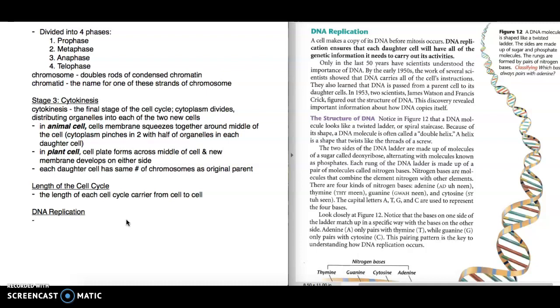The first is really obvious. The authors wanted us to catch it. They put it in bold. So let's see, DNA replication ensures that each daughter cell will have all the genetic information it needs to carry on its activities. Let's summarize that.